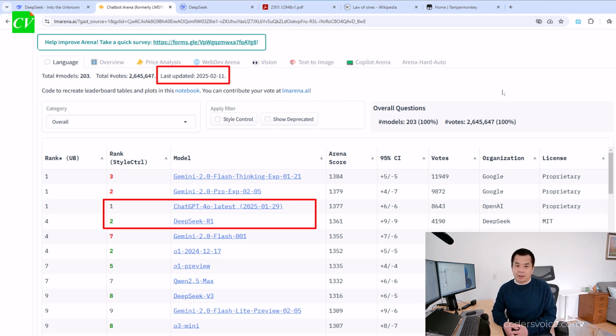Second, I use the free version of ChatGPT. The reason that I'm using the free version is because the free version uses the 4.0 model. If you check the Chatbot Arena ranking boards today, ChatGPT, the latest 4.0 model, ranks number one, and DeepSeek number two. So this means that the free version of ChatGPT is supposed to perform better than DeepSeek. So it's reasonable and appropriate to compare the free version with DeepSeek. So you need to know these two points.